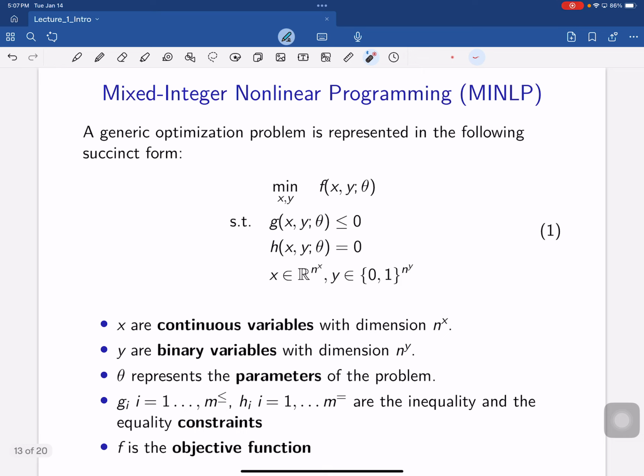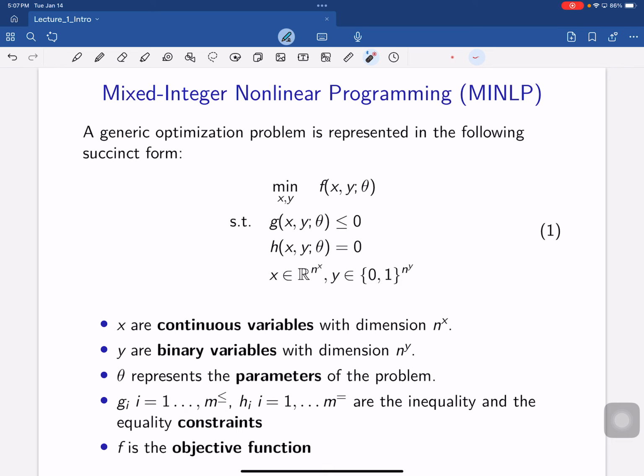So after these 3 applications, let's define a general optimization problem, what is called a mixed integer nonlinear programming problem. This type of problem is the hardest class of optimization problem we will cover throughout this semester. Later on, I will show you that this mixed integer nonlinear programming can be simplified to a much simpler optimization problem if certain assumptions hold.